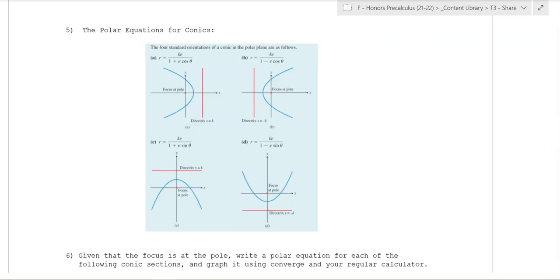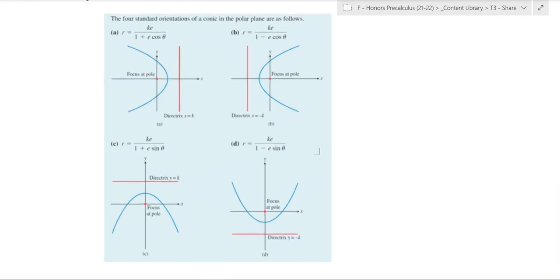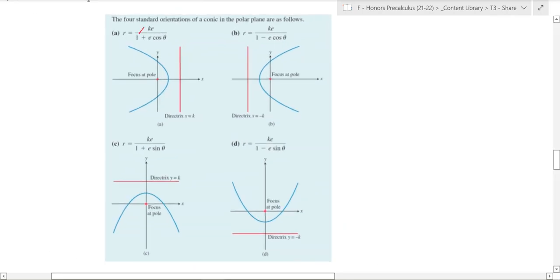So then you have all these different forms for the 4 standard orientations of a conic in the polar plane. And keep in mind that the right-hand side of each of these is the same in each case. ke, we did it as ek, kind of like it in alphabetical order right here. These are the 4 different ways that it could be done.